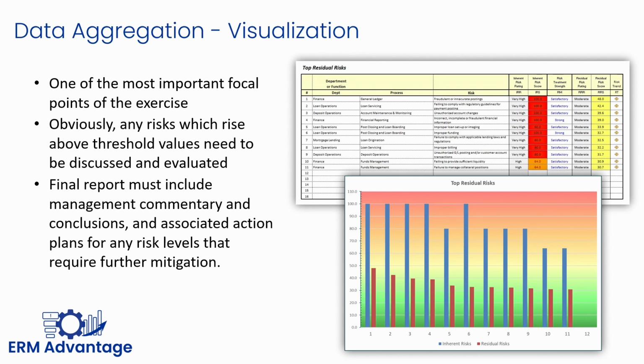And in those cases where management feels that the risk is outside of acceptable thresholds, then there has to be some management commentary included in the report that talks about their conclusions, maybe some narrative around why they think it's that way, and then what are their associated action plans to get that risk within acceptable levels. And that, again, should be reflected in our overall action plan.